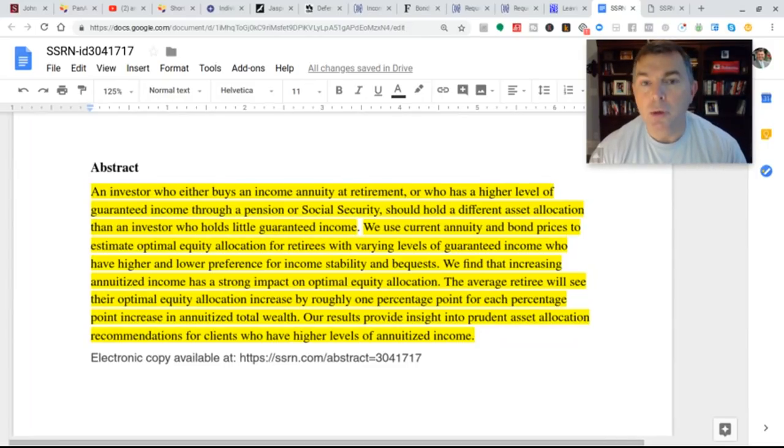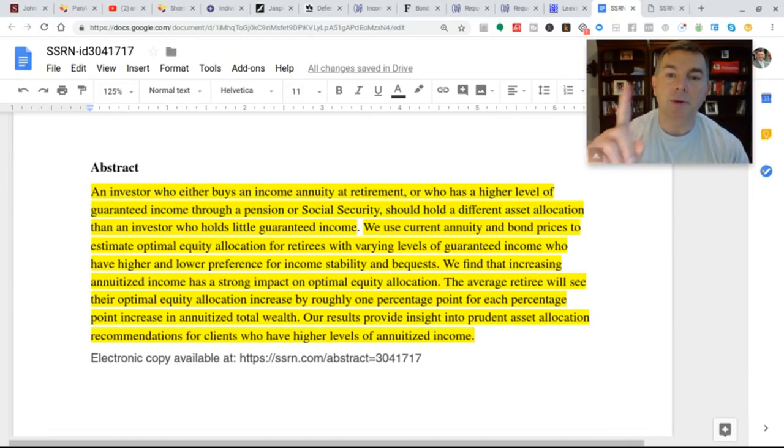We use current annuity and bond prices to estimate optimal equity allocation for retirees with varying levels of guaranteed income who have higher and lower preference for income stability and bequest. We find that increasing annuitized income has a strong impact on optimal equity allocation. The average retiree will see their optimal equity allocation increase by roughly 1 percentage point for each percentage point increase in total annuitized wealth. That's a mouthful, but just keep watching.